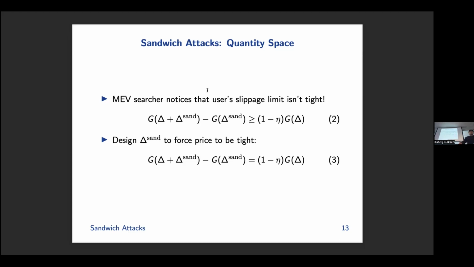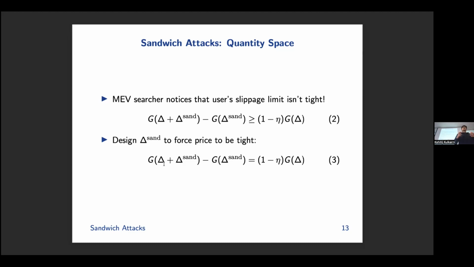And if this quantity is larger than 1 minus eta times G of delta, then there's some slack in the user's slippage limit. That is, the sandwich attacker, or the searcher, can put in a trade right before the user, and the user is still willing to accept that price impact because of the slippage limit that they inputted. So their slippage limit wasn't tight. There was some slack in that slippage. Alternatively, what this means is you can design a delta S to force this inequality to be tight. So the optimal delta S is to force this equality.